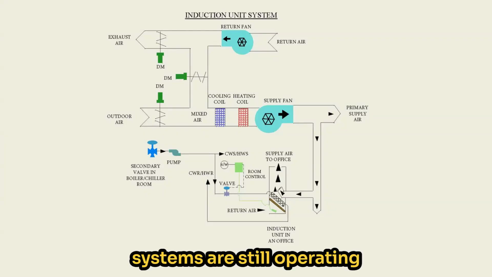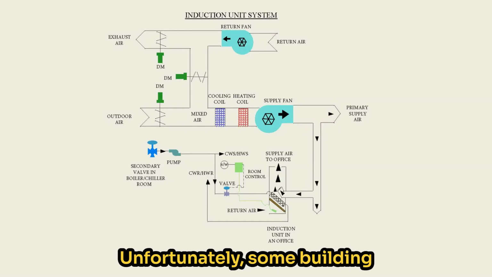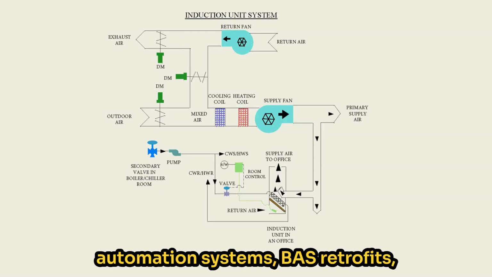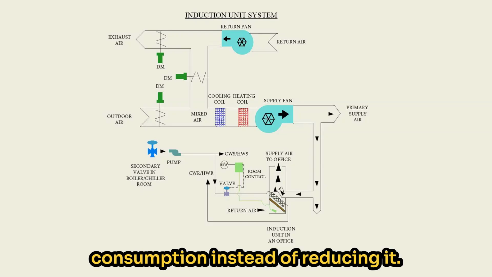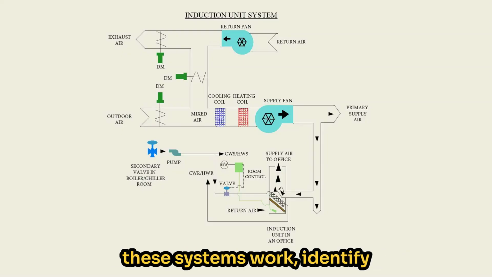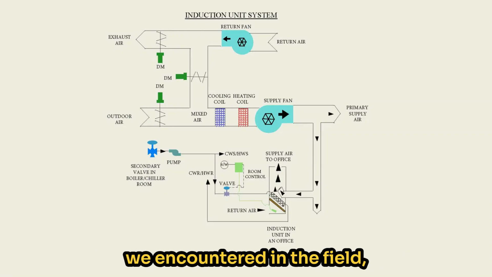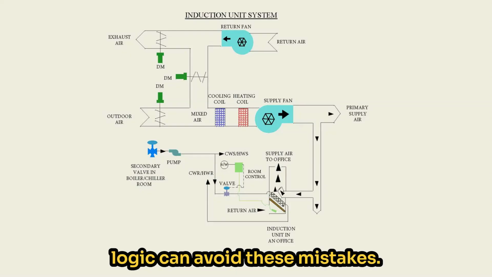Thousands of induction unit systems are still operating in office buildings today. Unfortunately, some building automation systems, BAS, retrofits, unknowingly increase energy consumption instead of reducing it. In this video, we'll examine how these systems work, identify two costly programming errors we encountered in the field, and explain how proper control logic can avoid these mistakes.